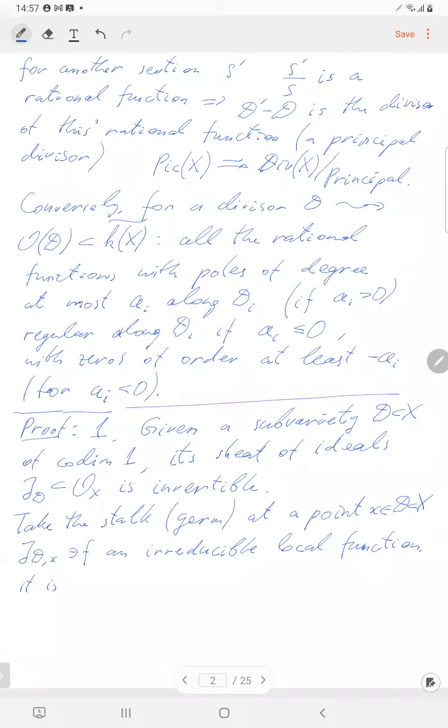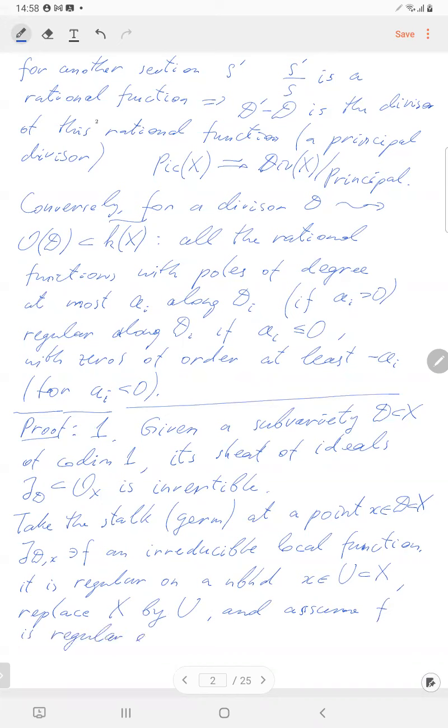It is regular on a neighborhood like this. So we replace X by U and assume F is regular everywhere. Okay, and now let's consider the zero divisor of this F. So the subset F equals 0.